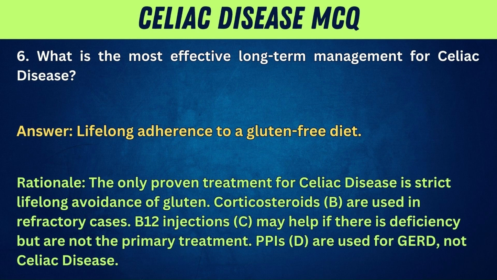Rationale: the only proven treatment for celiac disease is strict lifelong avoidance of gluten. Corticosteroids, B, are used in refractory cases. B12 injections, C, may help if there is deficiency, but are not the primary treatment. PPIs, D, are used for GERD, not celiac disease.